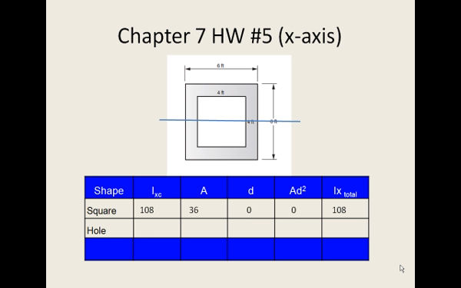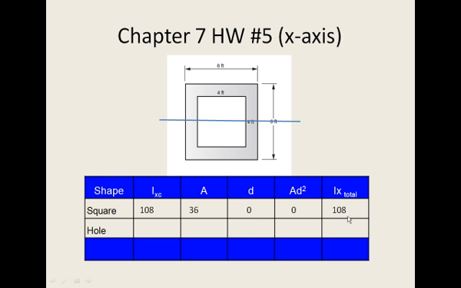The reason why d is 0 is when you look at the centroidal x-axis for the 6 by 6 square, and then you look at the centroidal x-axis for the complete shape, those two axes lie on top of one another. They're in the same place. There is no distance between them. Therefore, d is 0. AD squared is, of course, 0. And then Ix plus AD squared gives us 108 feet to the fourth.